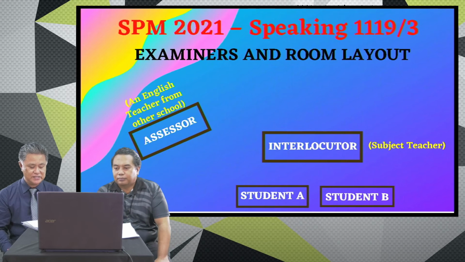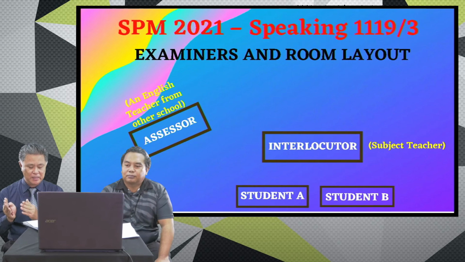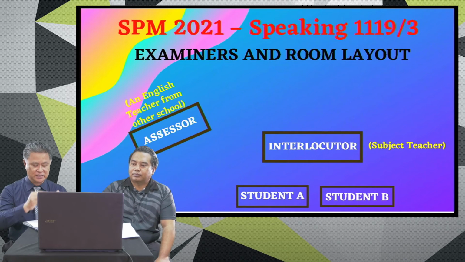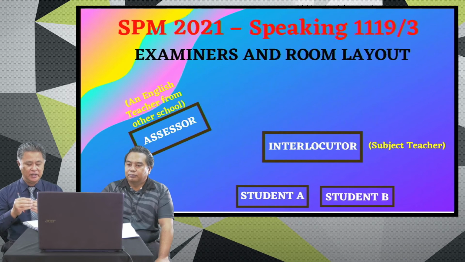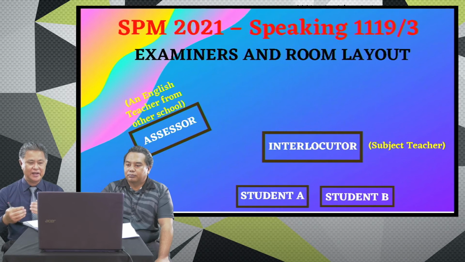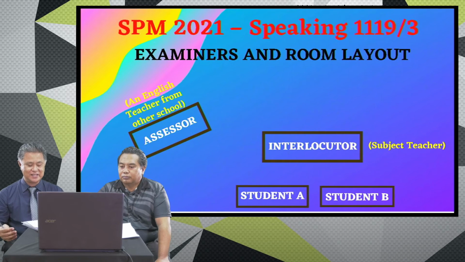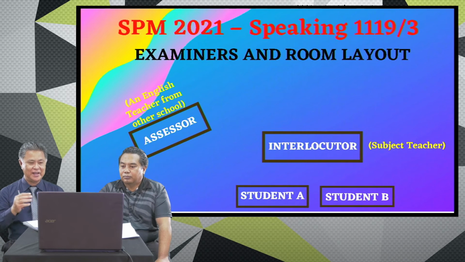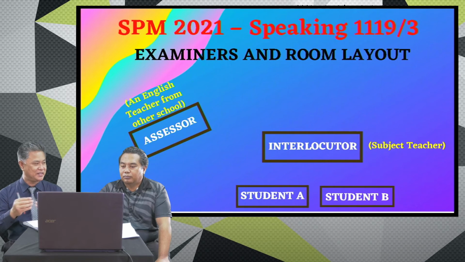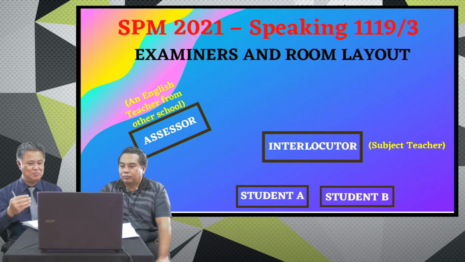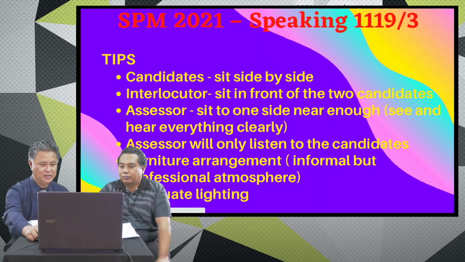The assessor, on the other hand, is a teacher from a nearby center, as I said just now. This assessor will sit to one side, close enough to see and hear the interaction. Remind the students that the assessor is going to listen and award marks only, and he or she will not interfere in any way in the interaction or the conversation between the interlocutor and the students, or the candidates.